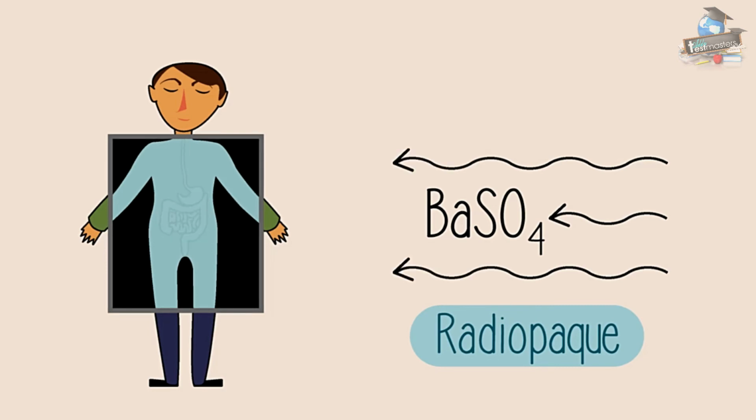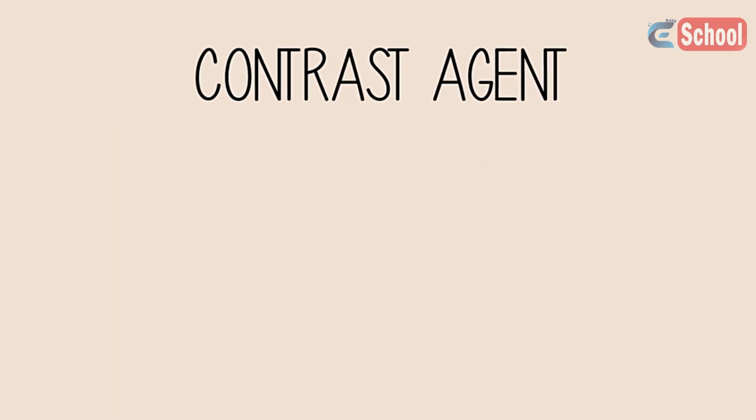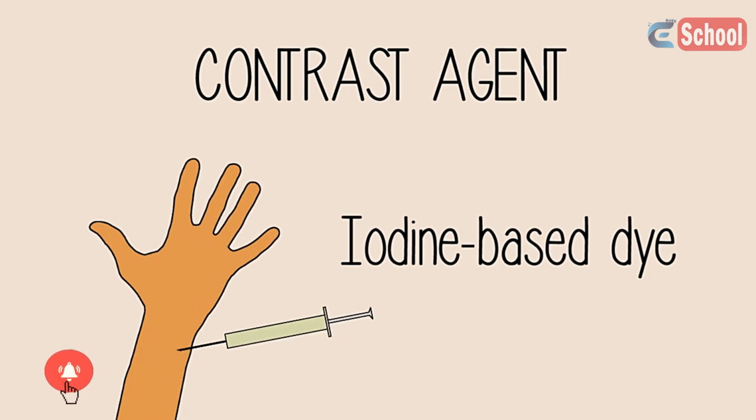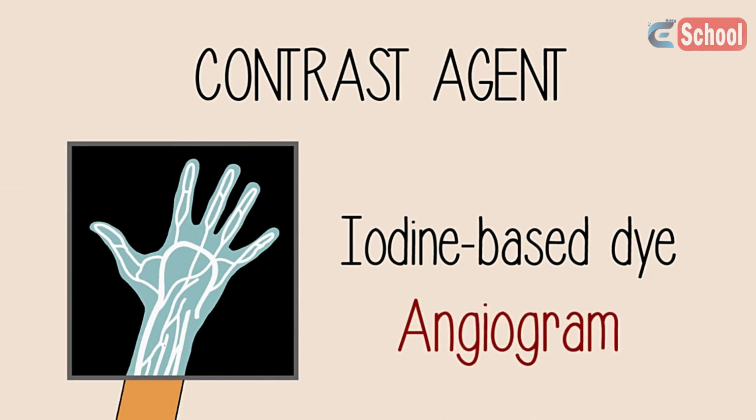In medical terms, it is a contrast agent because it improves the visibility of certain parts of your body, in this case, your gastrointestinal tract. Another contrast agent used is an iodine-based dye injected through blood vessels to obtain an angiogram. An angiogram is an image of your blood vessels at certain parts of your body.